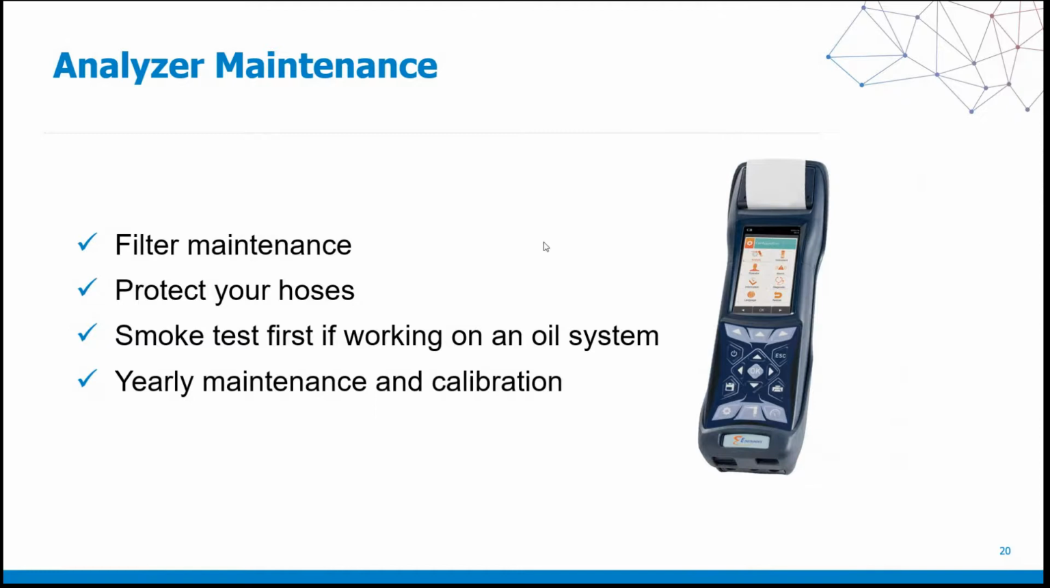As I talked about before, protect your hoses. Make sure that you're not stepping on them. Make sure there are no holes in them. Make sure that you're putting them back in your analyzer case when you're done so that they don't get jostled around and compromised. You want to make sure that you're smoke testing before working on an oil system. Don't just go and use your combustion analyzer on an oil system if you haven't done a proper smoke test, because if it's a dirty system, you're going to pull all that soot and debris into the analyzer. And analyzers hate that, so don't do that.